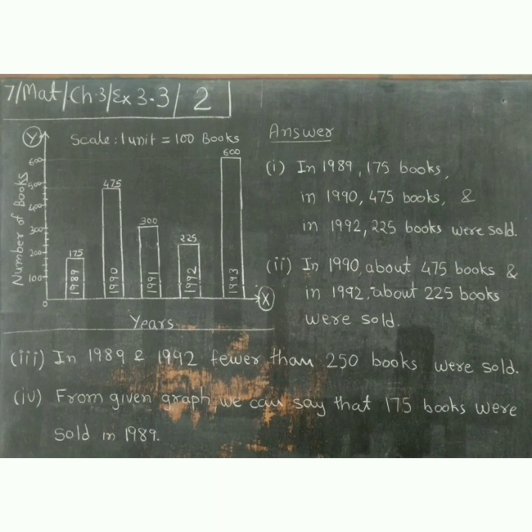Now the second. In which year were about 475 books sold? About 225 books sold? The answer for this: in 1990, about 475 books, and in 1992, about 225 books were sold. Is it clear?